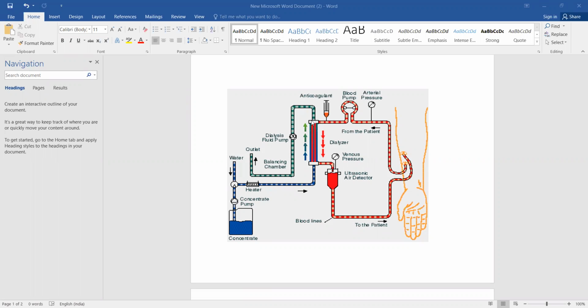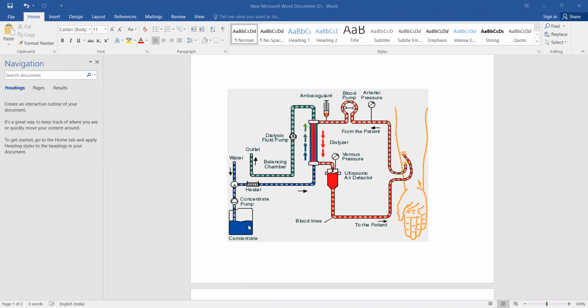From here it goes through the dialyzer, and then it goes back to the patient. And this is your dialysis solution. What does your dialysis solution help with?